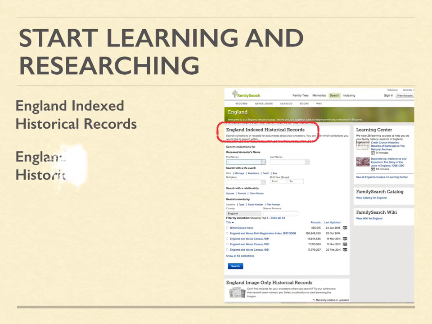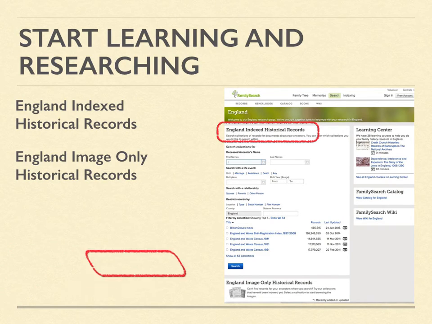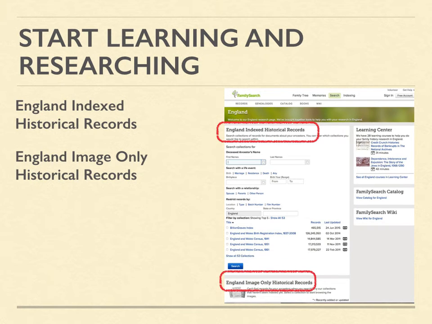The next category is the England Images-Only Historical Records. Many of the parish register records that are available on FamilySearch.org have yet to be indexed. And they're searched the same way you would search a microfilm, page by page, looking for your ancestors' names. Fortunately, most of the parish registers are organized chronologically, so you can find names by looking carefully.